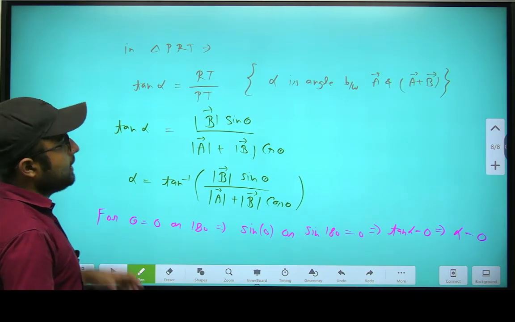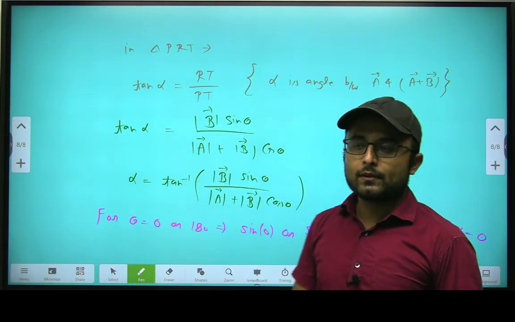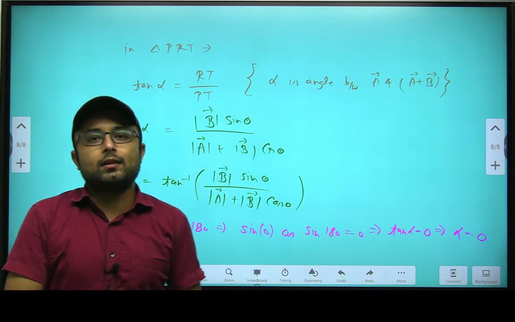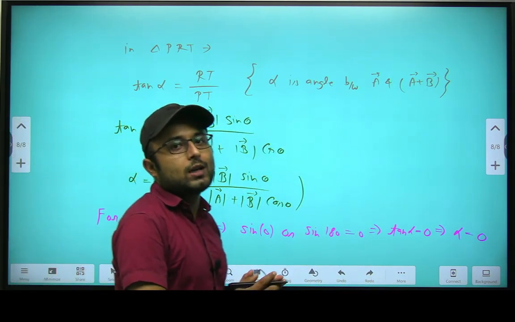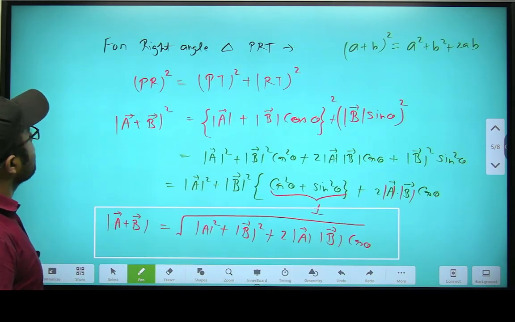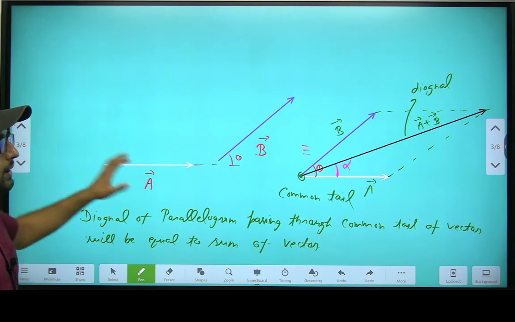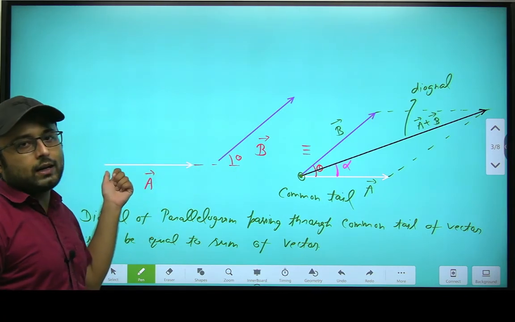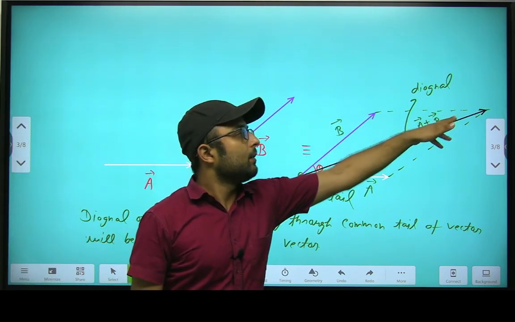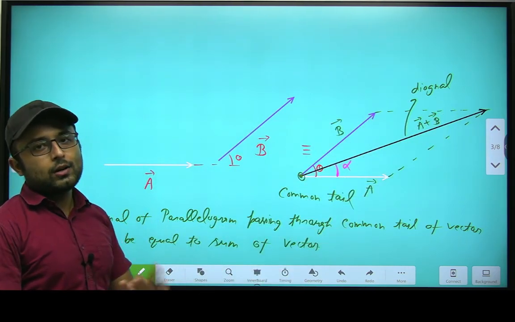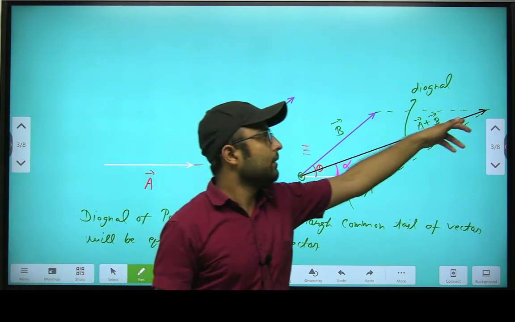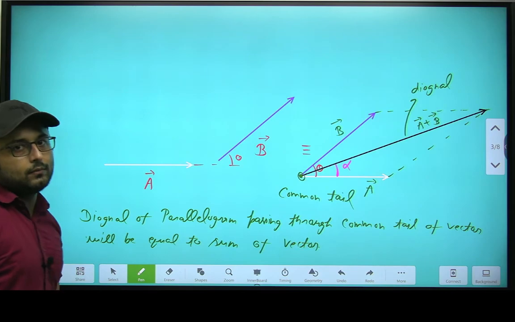So that's all for today. In today's class we have discussed the parallelogram law of vector addition, how we will add two vectors with the help of the parallelogram law of vector addition. In that we need to join the tail of both vectors. After joining the tail, we will make a parallelogram. A parallelogram has two diagonals, and the diagonal which passes through the common tail will give you the vector.